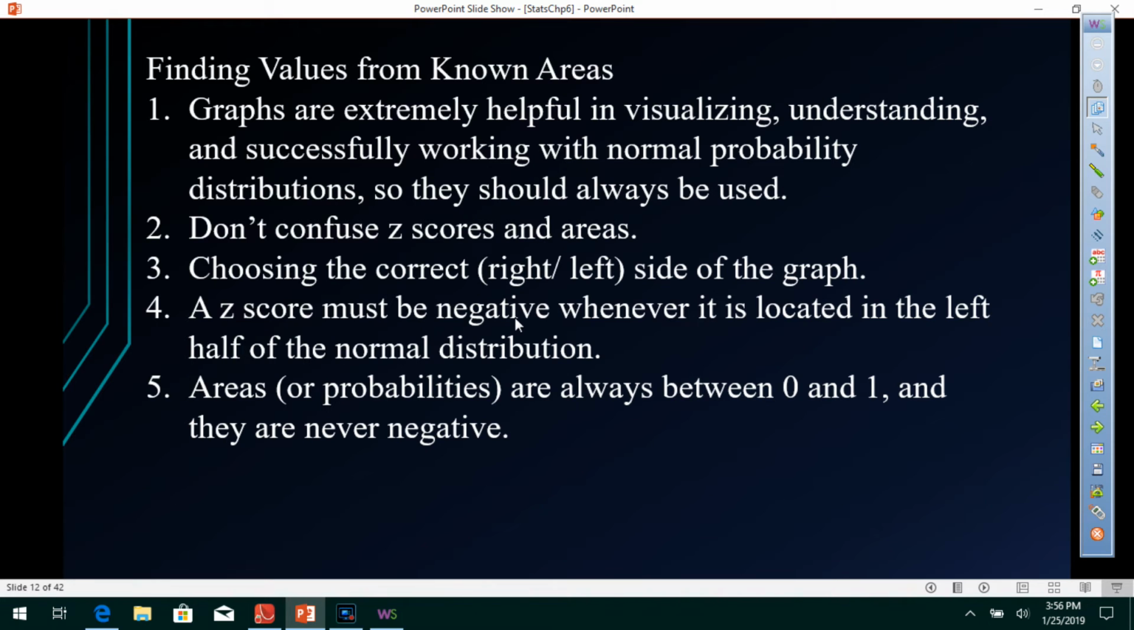Choosing the correct right or left side of the graph. Remember that when you're using the table, it works from left to right. A z-score must be negative whenever it is located in the left half of the normal distribution. Areas or probabilities are always between 0 and 1, never negative.